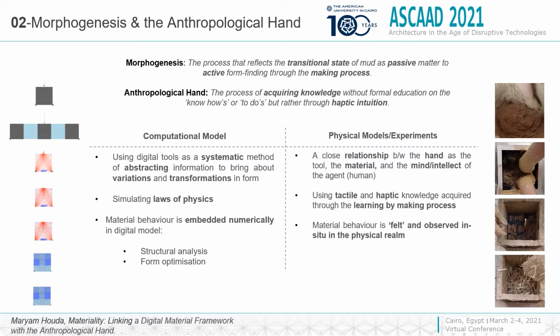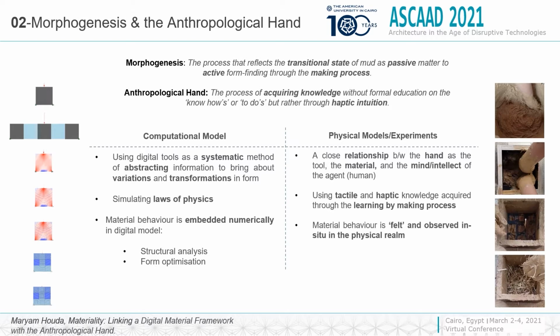The research also adopts a digital material framework that is based on morphogenic performance-based design, exploring adaptive organizational strategies to optimize straw density. Anthropological hand here is the term used to describe the process of acquiring knowledge without formal education, but rather through intuition. It is a way of sensing knowledge through touch or tactility and a response to the material's essence as a negotiation between the matter, the hand, and environmental forces that surround us.